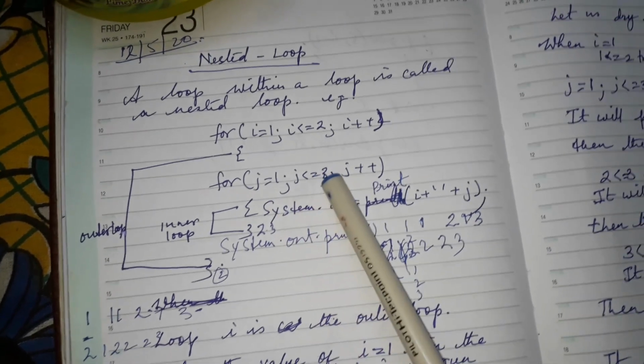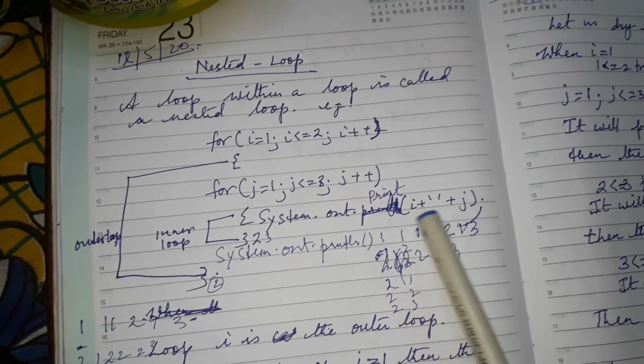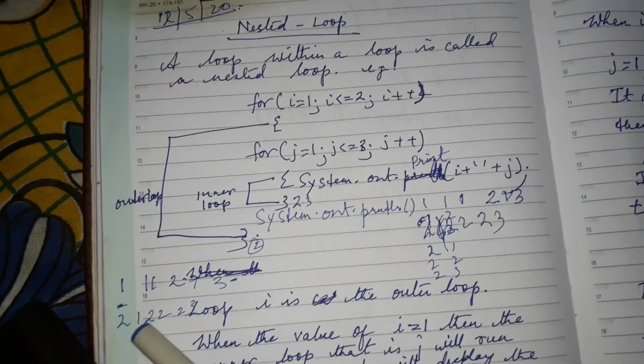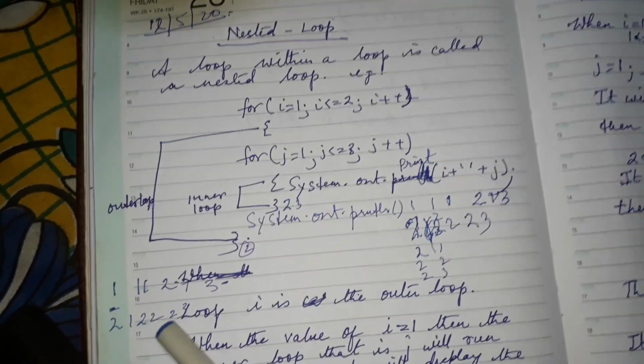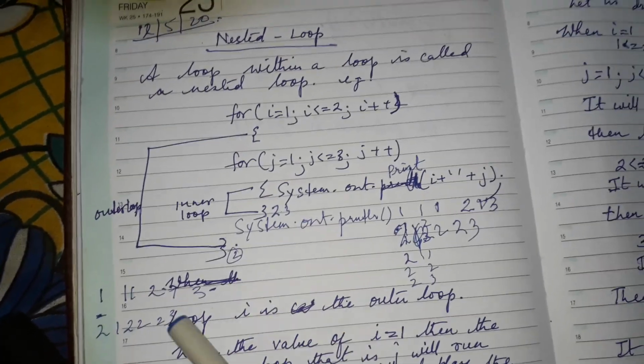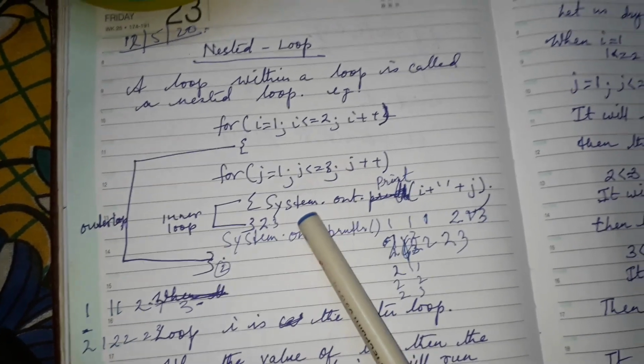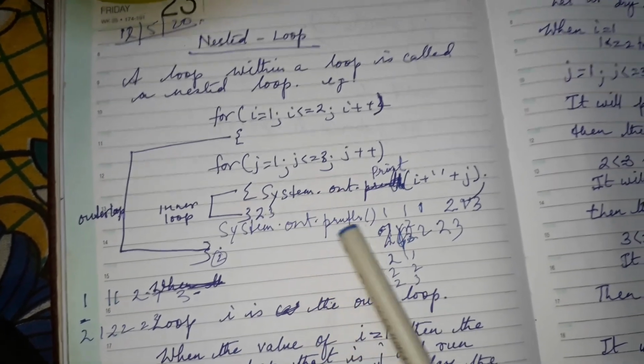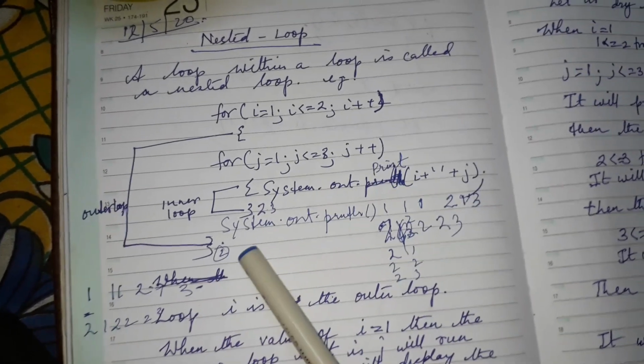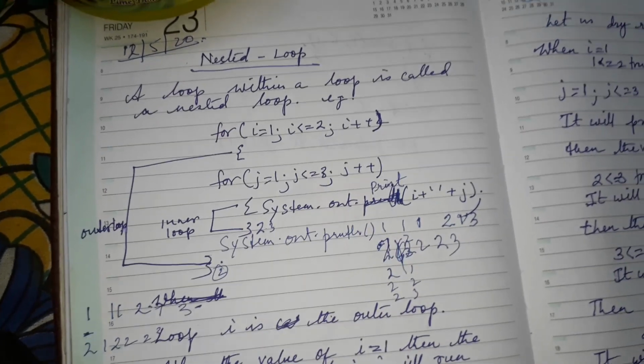So again 1 is less than 3, it prints 2 and 1. Then the value of j becomes 2: 2 2. The value of j becomes 3: 2 3. Then the value of j becomes 4, 4 exceeds 3. It brings the cursor down. The value of i becomes 3, which exceeds 2, and it brings the cursor down.